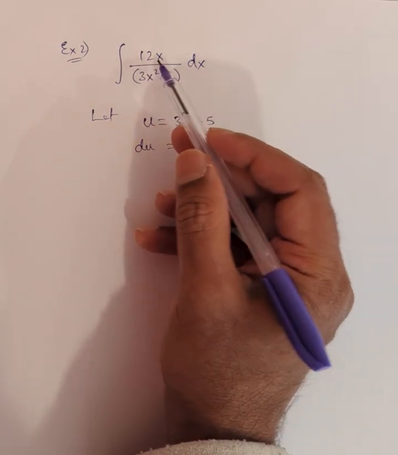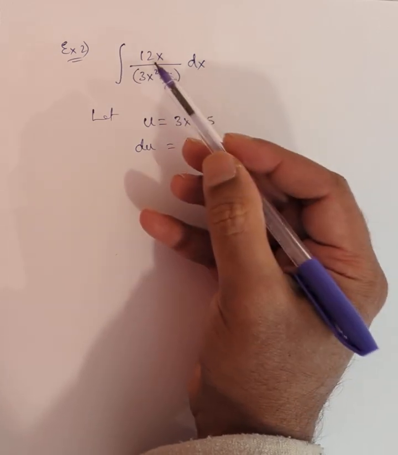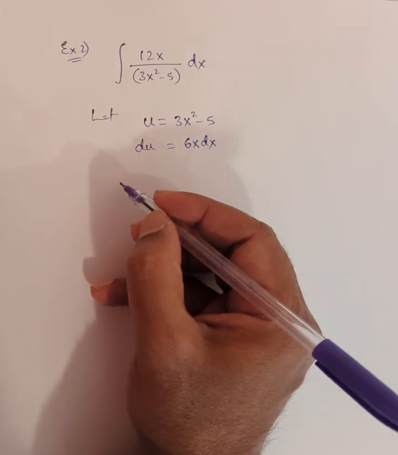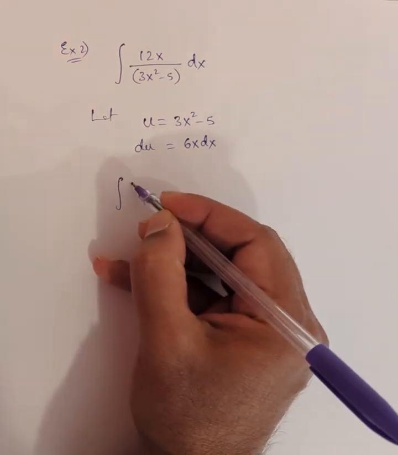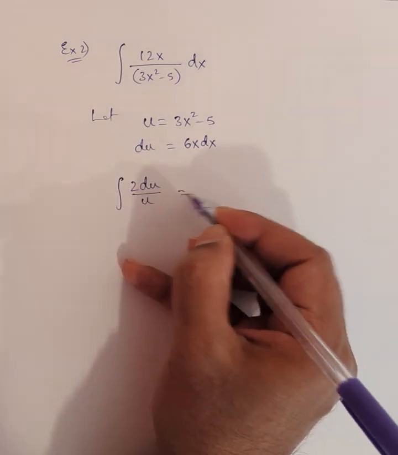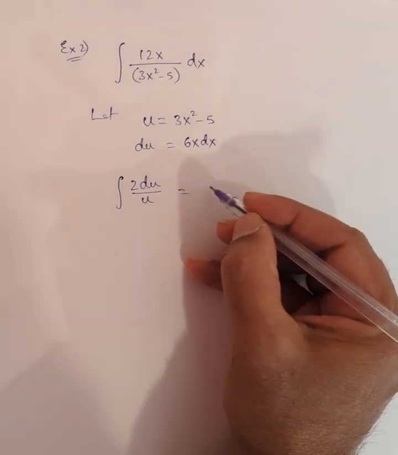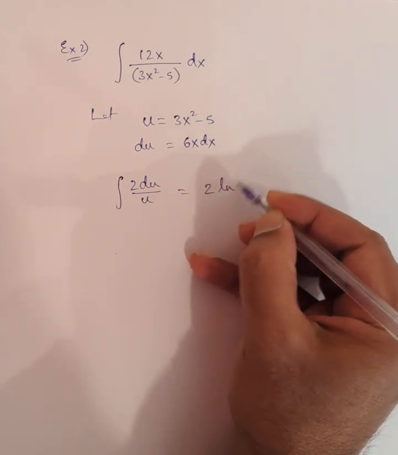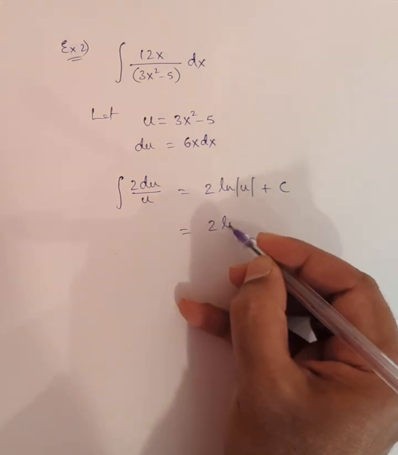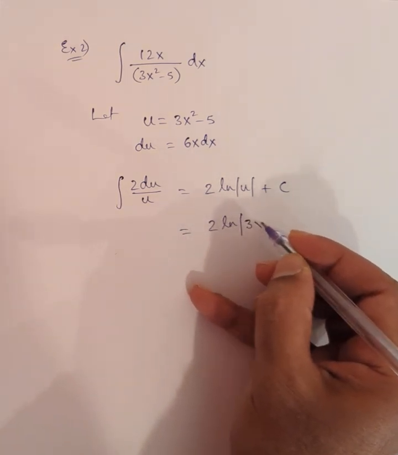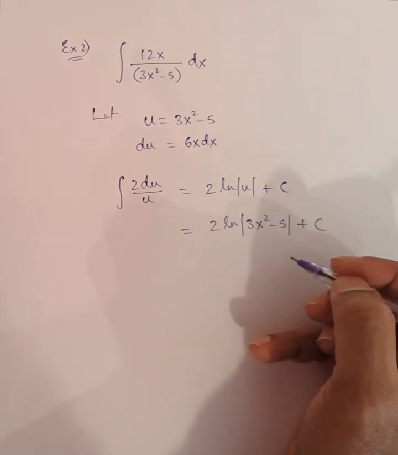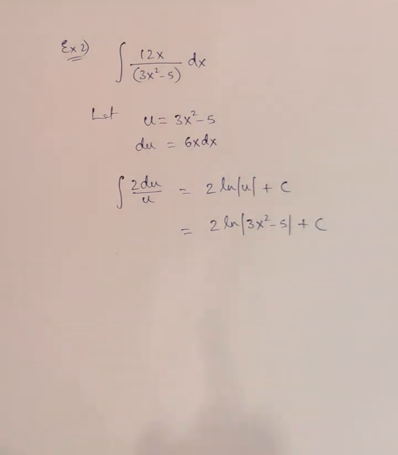So what I have is not exactly du, but twice of du. So if I have some constant multiple, then that should be okay. So I can write this as 2 du over u. And the constant can be pulled out of the integral, and you get 2 natural log of absolute value of u plus c. So that's going to be 2 natural log of absolute value of 3x squared minus 5 plus c. So that's what you can do.